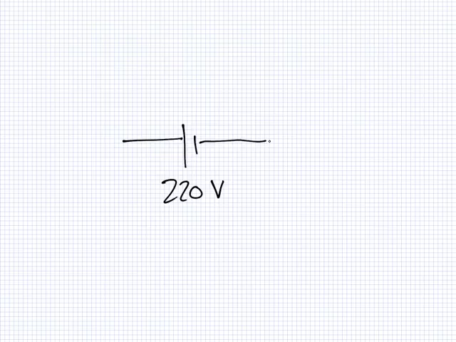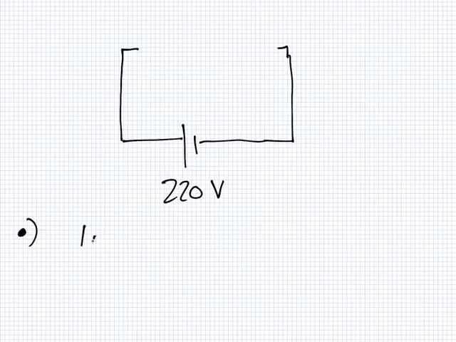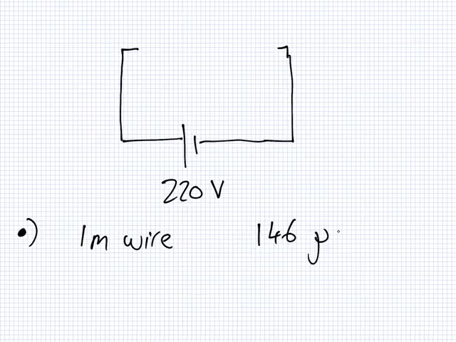We have a 220 volt power supply, and we want an output voltage of 22 volts. So you have 220 going in, and you would like 22 coming out. We have 1 meter of copper wire with a thickness of 146 micrometers. So then the radius would be this over 2.